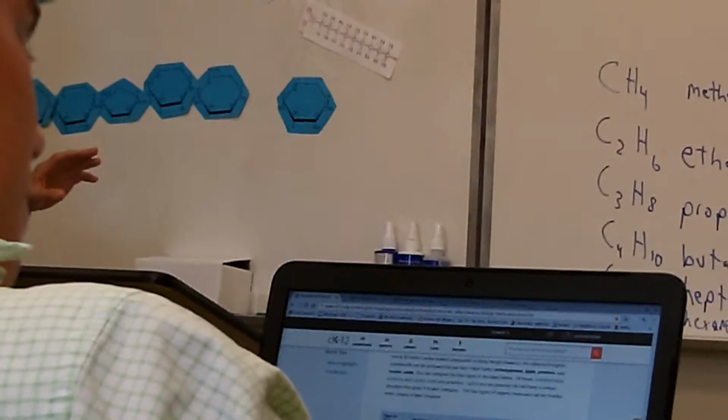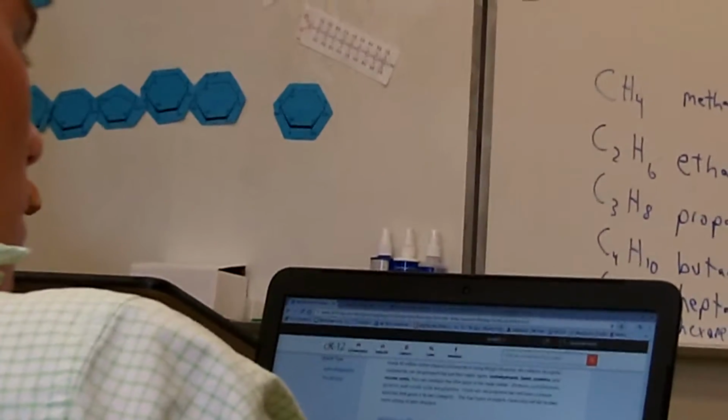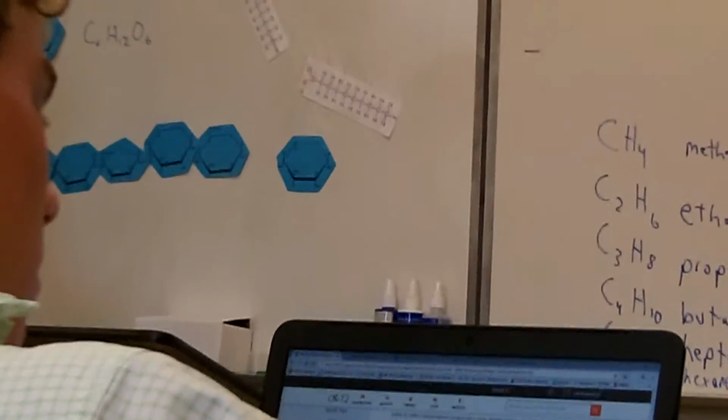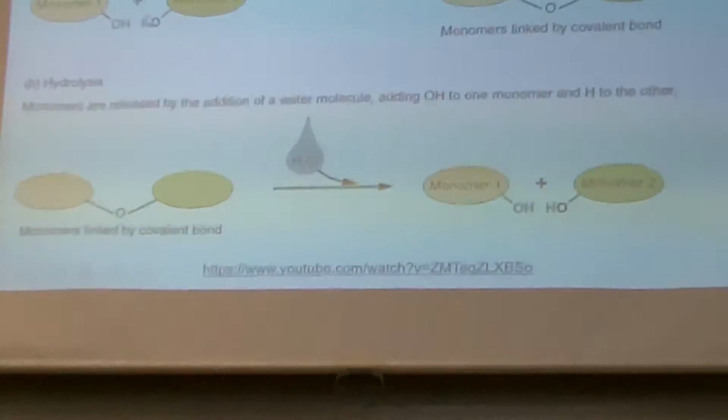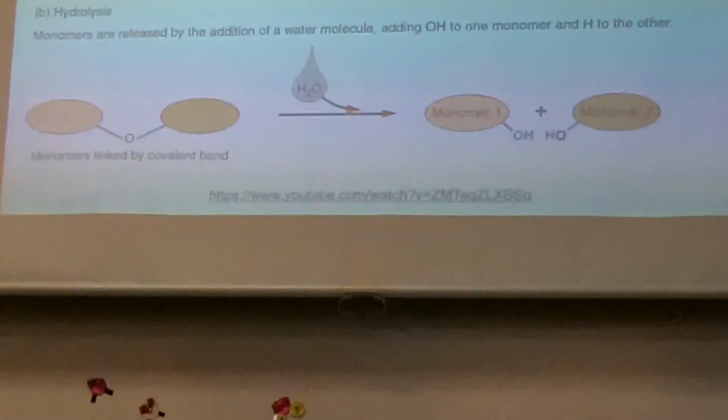So how does the body do this? Well, you can take two different monomers, monomer 1 and monomer 2. You can remove a hydroxide from one monomer and a hydrogen from another monomer, and that will cause them to have a bond between them, hooking them together.